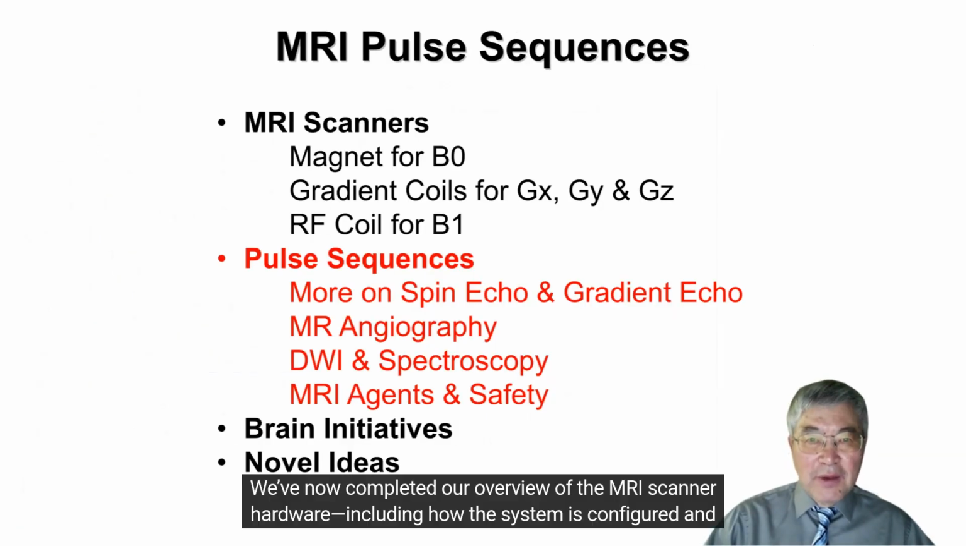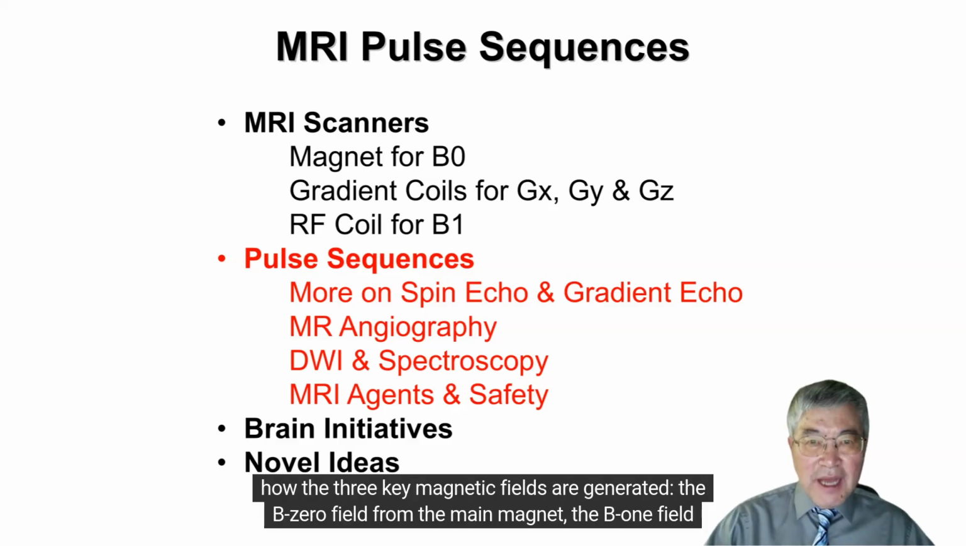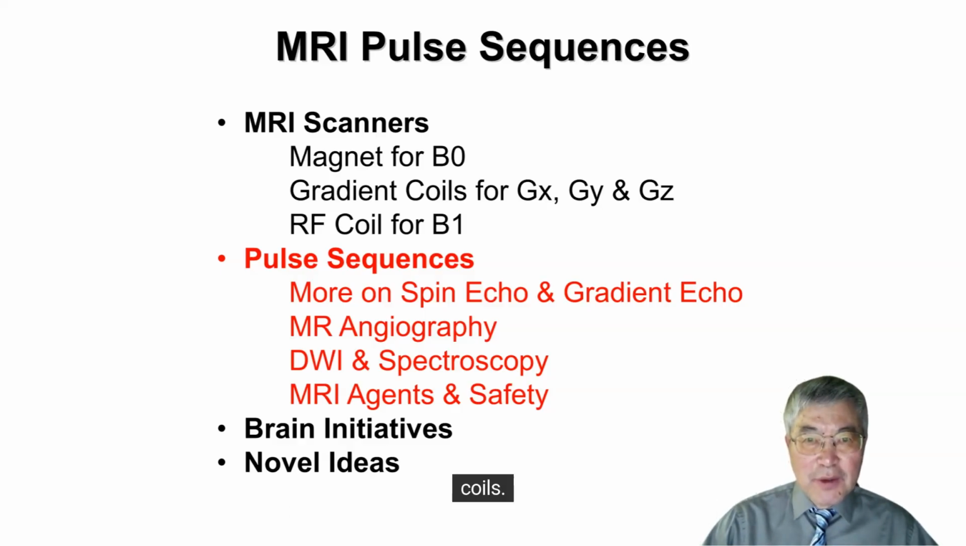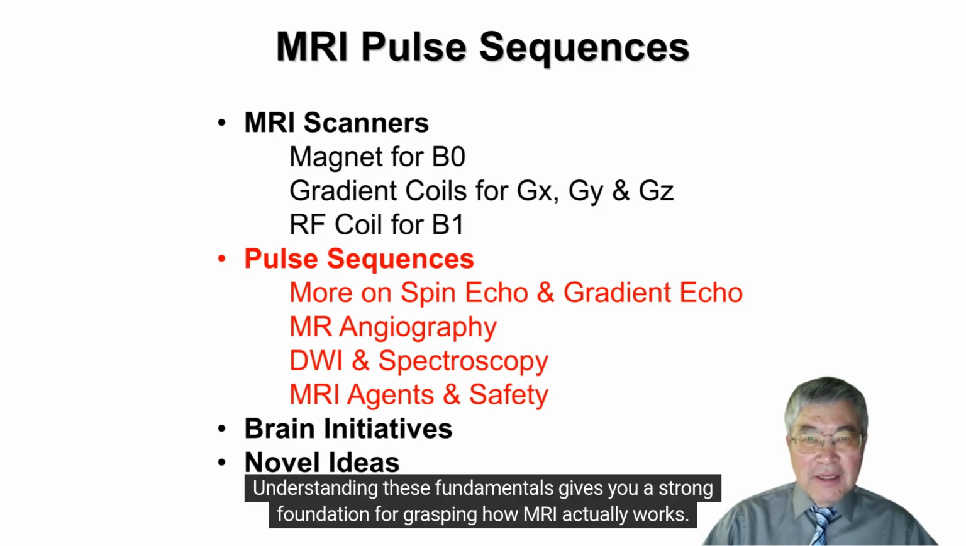We've now completed our overview of the MRI scanner hardware, including how the system is configured and how the three key magnetic fields are generated: the B0 field from the main magnet, the B1 field from the radio frequency coil, and the gradient fields GX, GY, and GZ, which are produced by the gradient coils. Understanding these fundamentals gives you a strong foundation for grasping how MRI actually works.